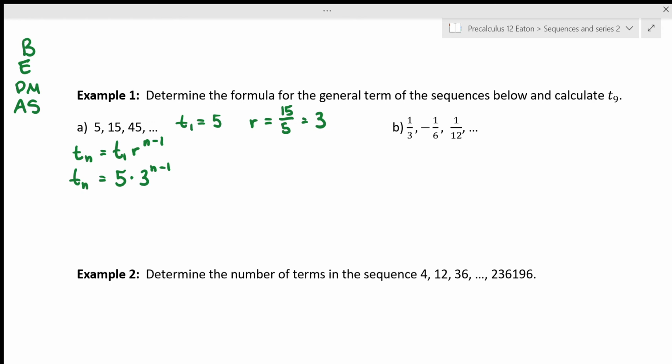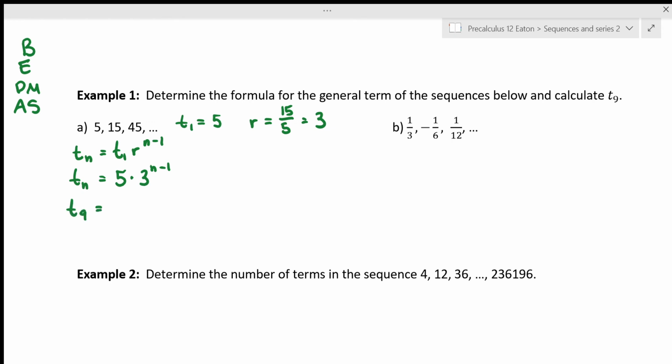When you're calculating it, rather than leaving it up to your calculator, I highly recommend that you do 3 to the power, or whatever your common ratio is to whatever power you need to raise it to, and then multiply by your T1, because it keeps you from having that order of operations mistake, because this is definitely not the same as 15 to the n minus 1. With 15 to the n minus 1, you're multiplying 15 n minus 1 times. 5 times 3 to the n minus 1 means you multiply the 5 only once and the 3 n minus 1 times. So let's find T9.